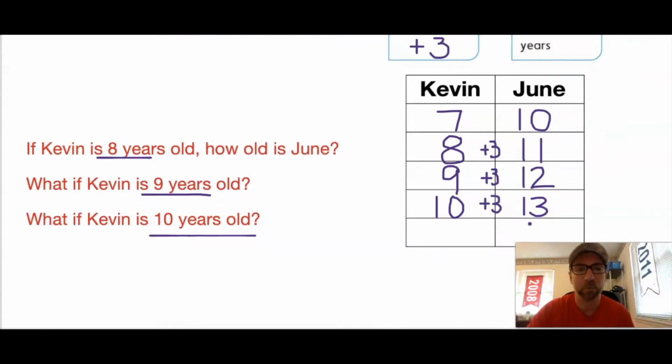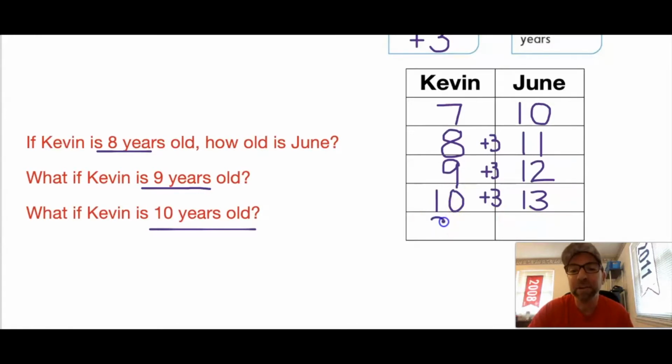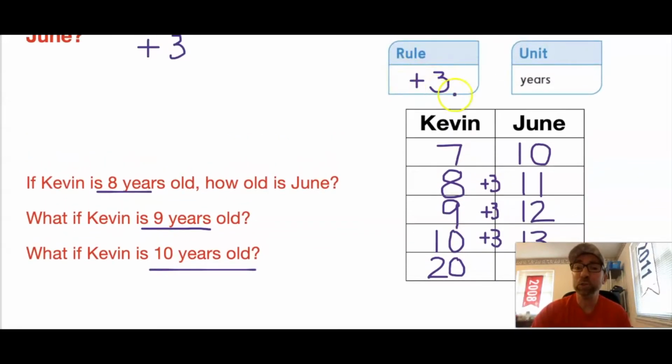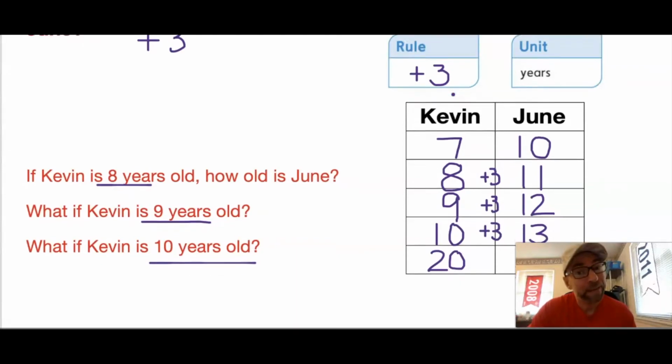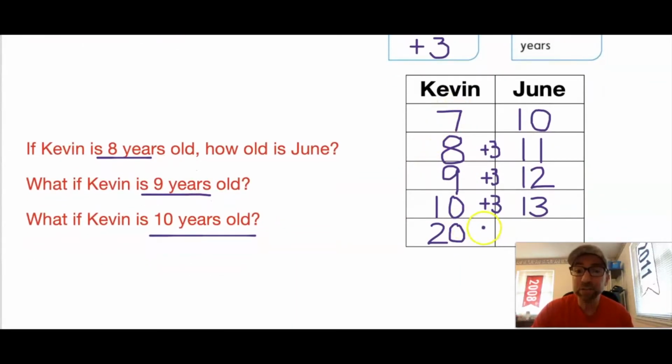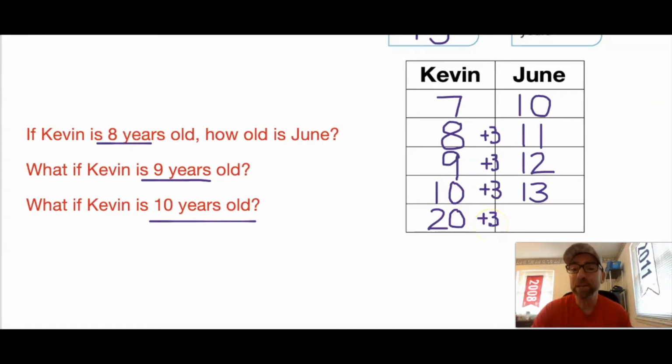Let's give you a hard one. What if Kevin was 20 years old? Well, the rule still holds true because that's what a rule is. A rule applies to everybody. So when Kevin is 20, I still need to add 3 to Kevin's age. 20 plus 3 more equals June would be 23 years old.